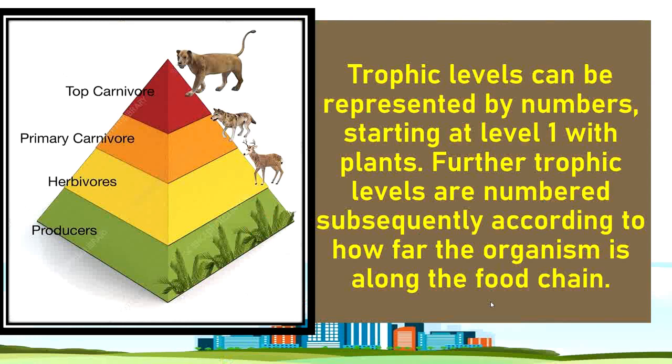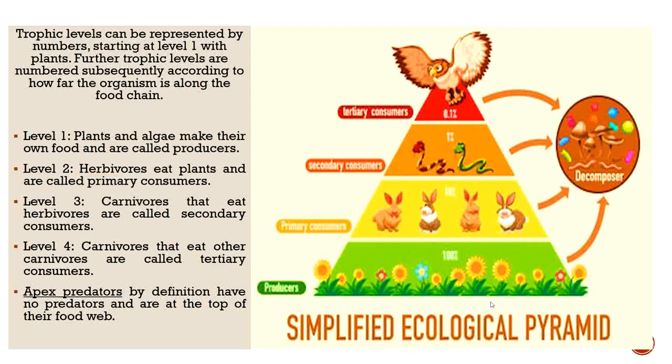All right, so talking about trophic levels, they can be represented by numbers starting at level 1 with the plants. Further levels are numbered subsequently according to how far the organism is along the food chain. So for level 1, we have the producers, up to the top. We have level 2, level 3, and level 4. Trophic levels can be represented by numbers starting at level 1 with plants, and further trophic levels are numbered subsequently according to how far the organism is along the food chain.